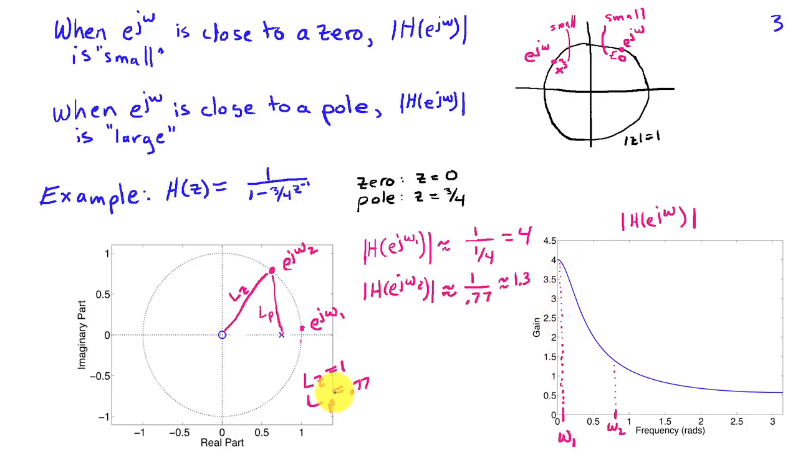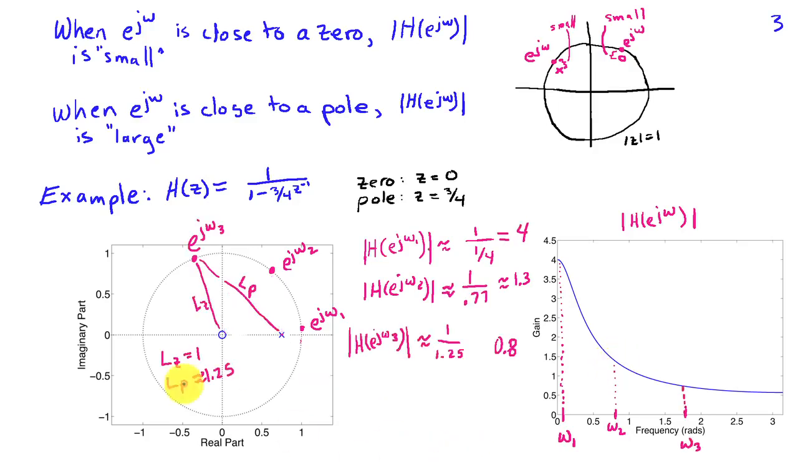Changing the frequency a little bit, moving further around the unit circle, now if I pick a frequency near here for omega 2, well, Lz, the distance to the 0, is going to stay at 1, but Lp, the distance to the pole, has now gotten quite a bit bigger. Let's suppose that's about 0.77, in which case the magnitude of h of e to the j omega 2 is approximately 1 over 0.77, which is approximately 1.3. And if we pick a frequency here of omega 2 somewhere in that vicinity, we see that indeed we're getting about that value.